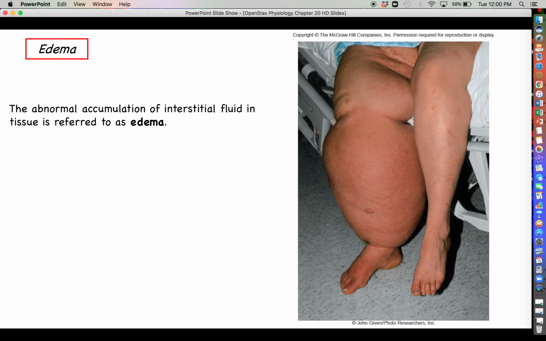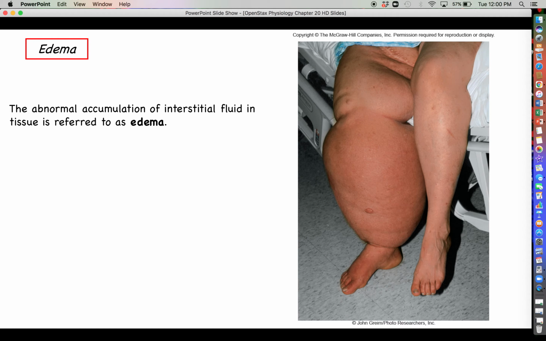Okay, so let's consider a clinical scenario here. So let's talk about edema. Edema is something that literally everyone has experienced, everyone who has had any sort of very minor injury. If you've ever sprained your ankle or twisted your ankle or anything like that, you have experienced edema. Edema is what we kind of colloquially call swelling. If you experience swelling, you are experiencing an abnormal accumulation of interstitial fluid in the tissue.